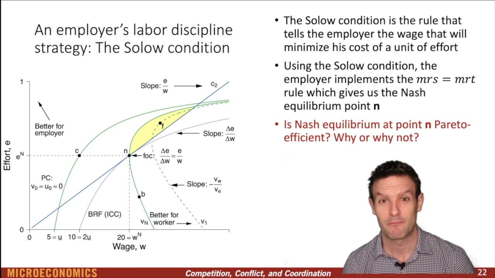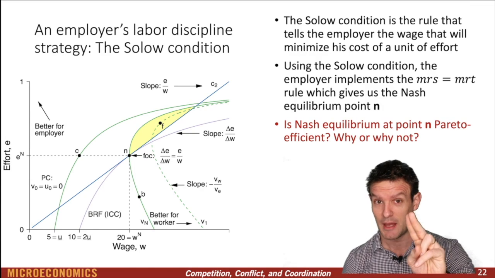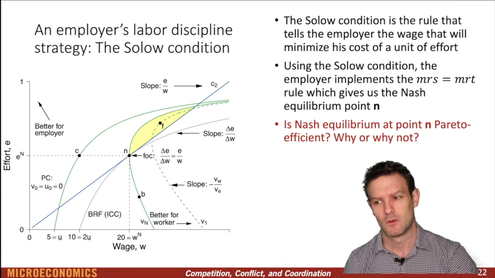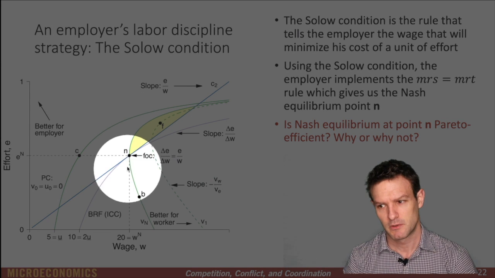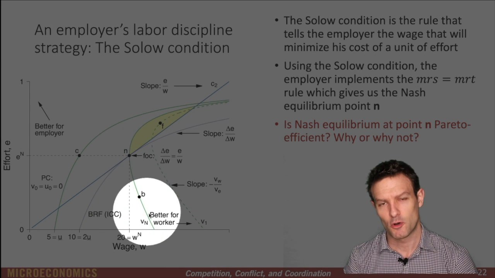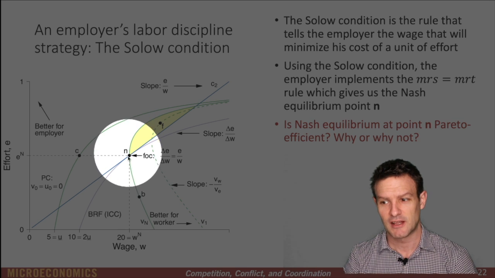Okay, so let's think about it. At point N, what is happening? MRS is equal to MRT at the Nash equilibrium. Now, what's the problem though? We've got the agent's iso-value curve at the Nash equilibrium, and at the Nash equilibrium, what do we know the agent's marginal rate of substitution is? It's undefined at point N because the iso-value curve is vertical at that point.